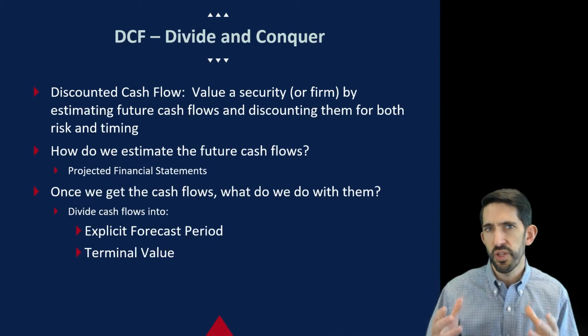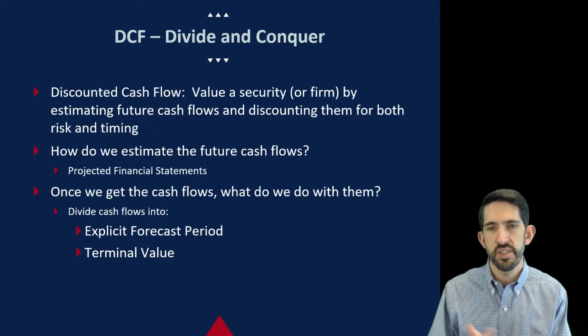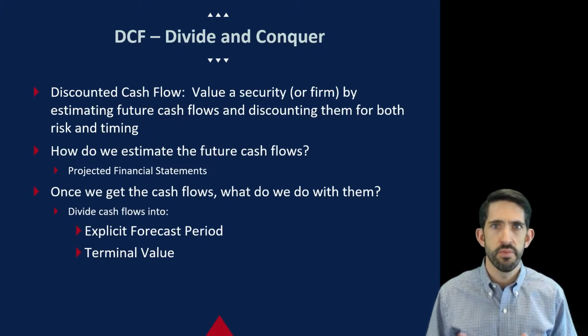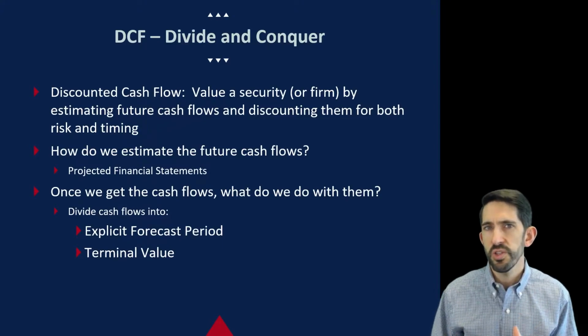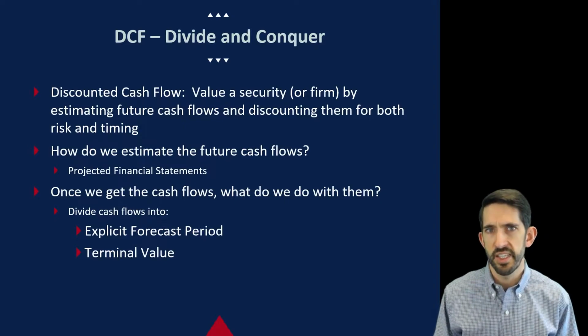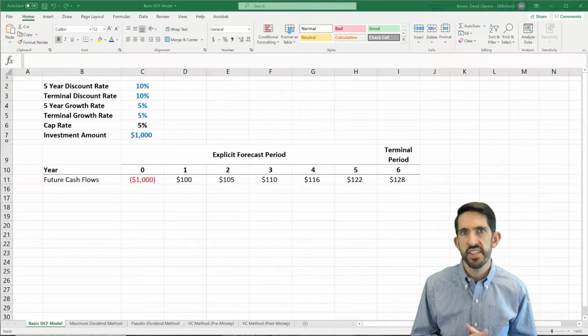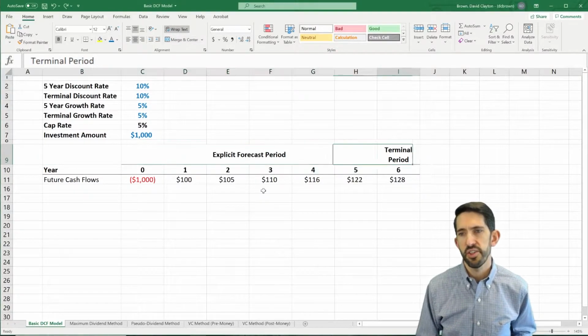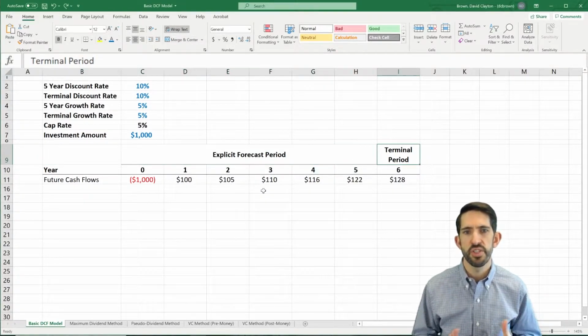All right? And we're going to use those projected financial statements and cash flows to get what are called our explicit period cash flows, or our explicit period forecast. We're also going to have a terminal period forecast. And let me show you what I mean in an example. In this example, you can see that we have an explicit period ranging from 0 to 5 years, and then a terminal period starting in year 6.